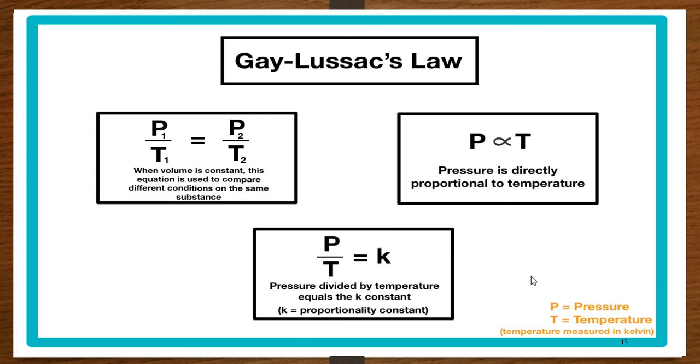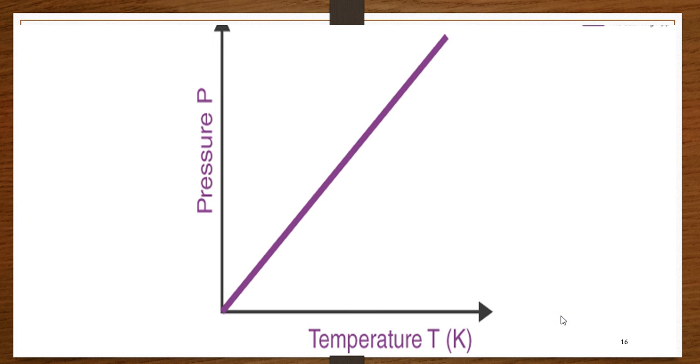But remember, the volume is constant. And we are saying pressure is directly proportional to the absolute temperature, which is measured in Kelvin, meaning that when the pressure increases, the temperature increases. When the pressure decreases, the temperature decreases. Pressure over temperature equals the K constant, and this K constant, we are calling it the proportionality constant.